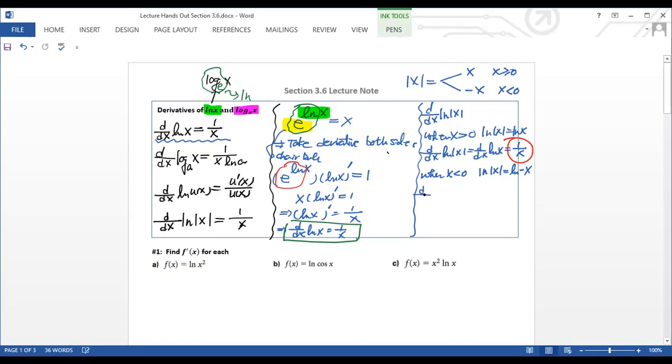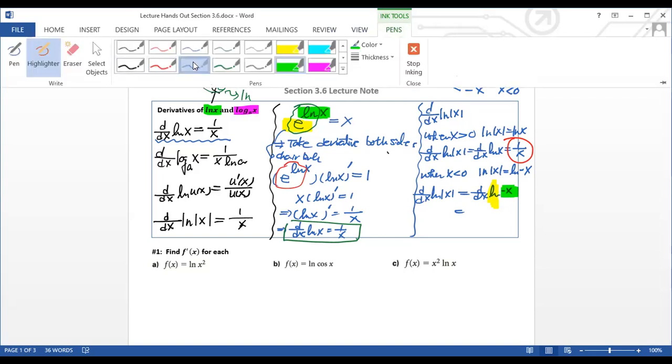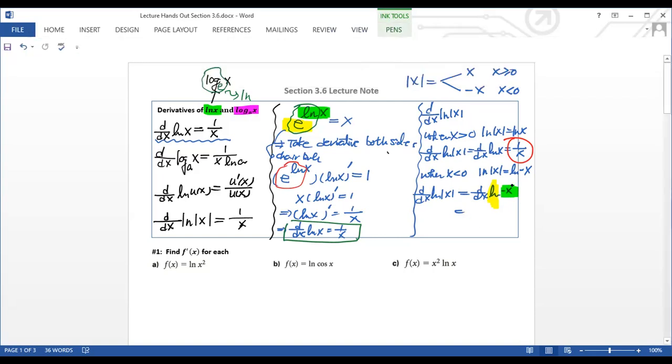Now I'm going to take d/dx of the natural log absolute value of x, which is d/dx of natural log negative x. This is a kind of chain rule. This is my first layer, and this is my second layer. When you take the derivative, you put the first layer, so you put everything like here, negative x. Then you take the derivative of the second layer, so negative 1. So what is negative 1 over negative x? It's 1 over x. So it gives you 1 over x here.